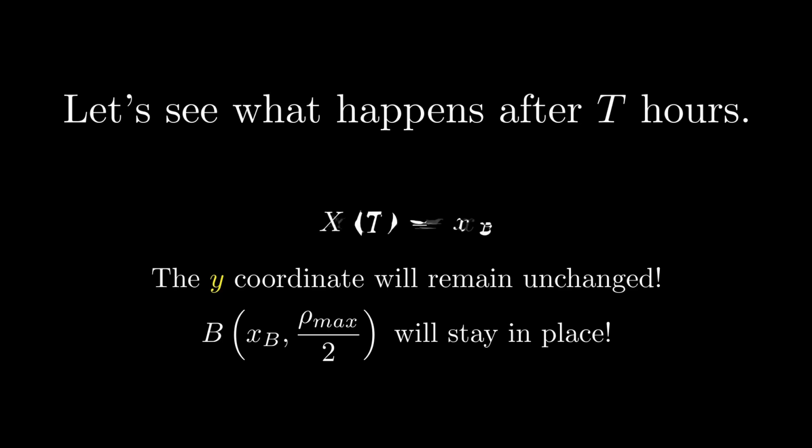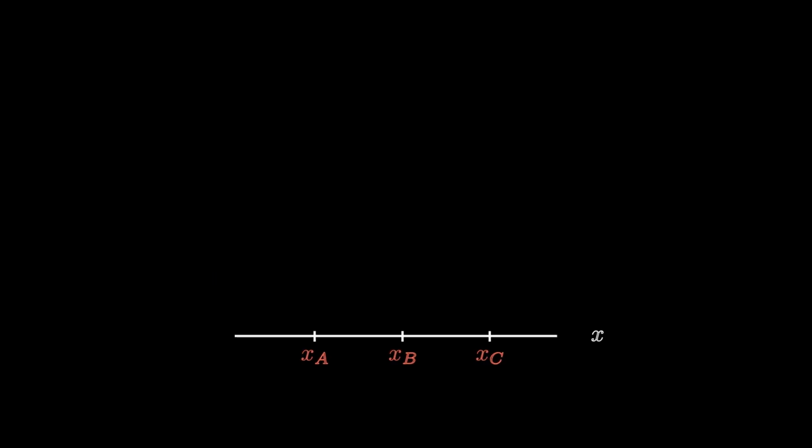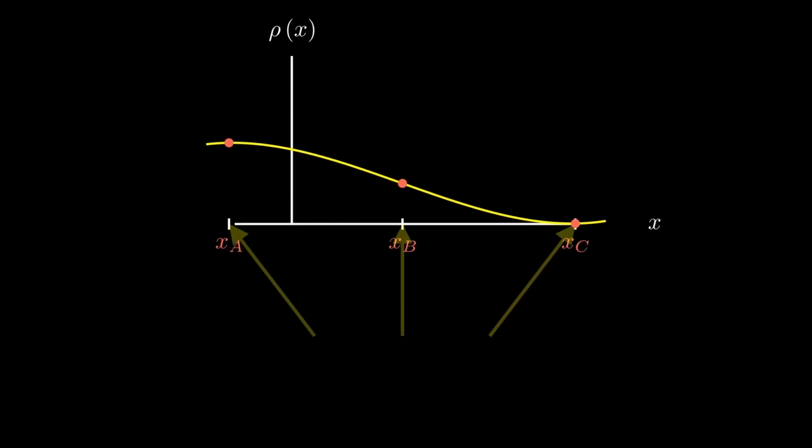For the point C, doing the same work again, skipping the details, we get similar results to A. The point C, as per the characteristic x of t is equal to v max t plus x sub c, is translated to the right by a factor of v max times t, matching the behavior of the characteristics. So this is the evolution of the density distribution after t hours. The initial graph gets stretched out about the point B, completely and beautifully matching the characteristics.